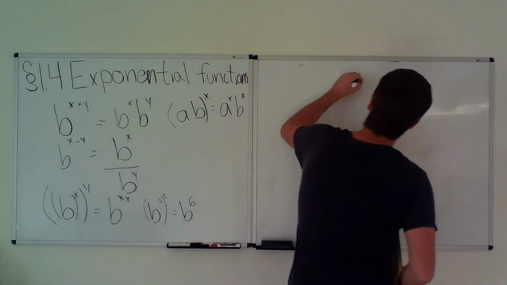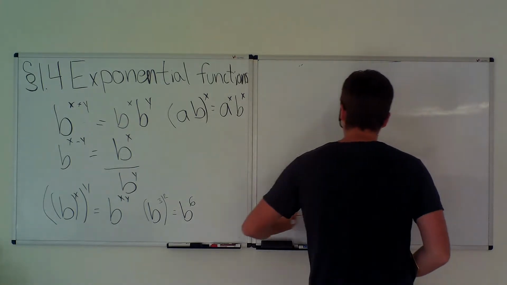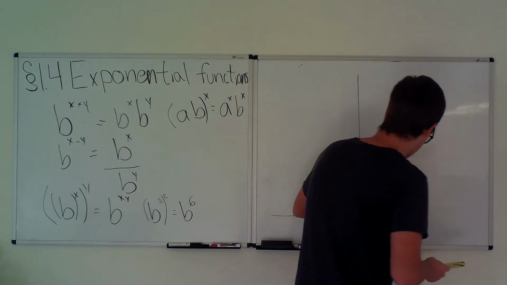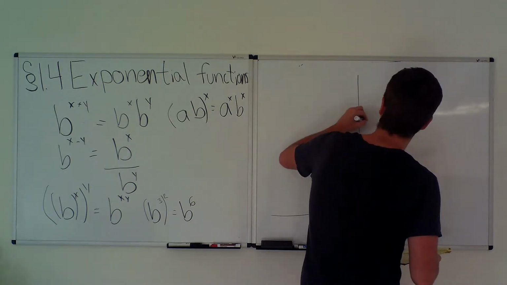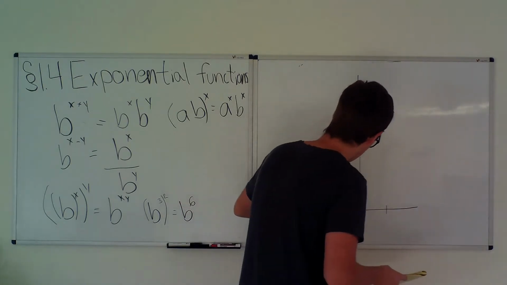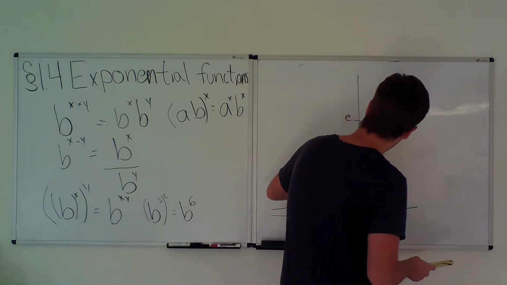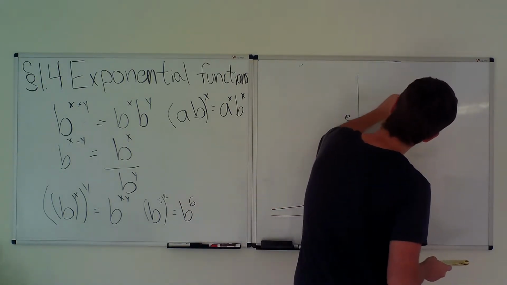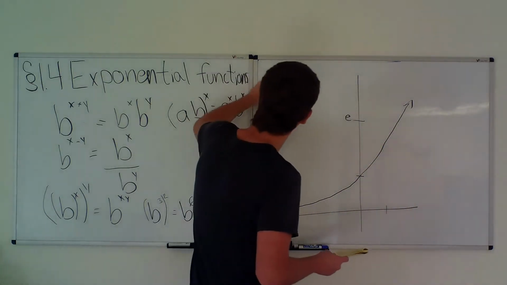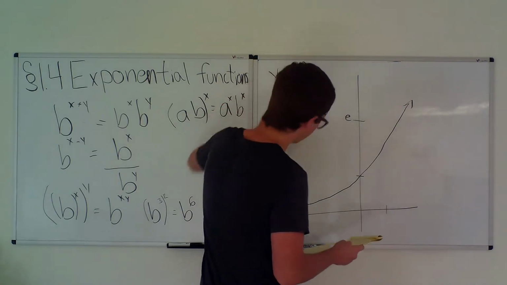So we have our xy axis, we have 1, and then we're going to need 1, and that's going to be e, and it's just going to go sort of like this, right? So this is y equals e to the x.